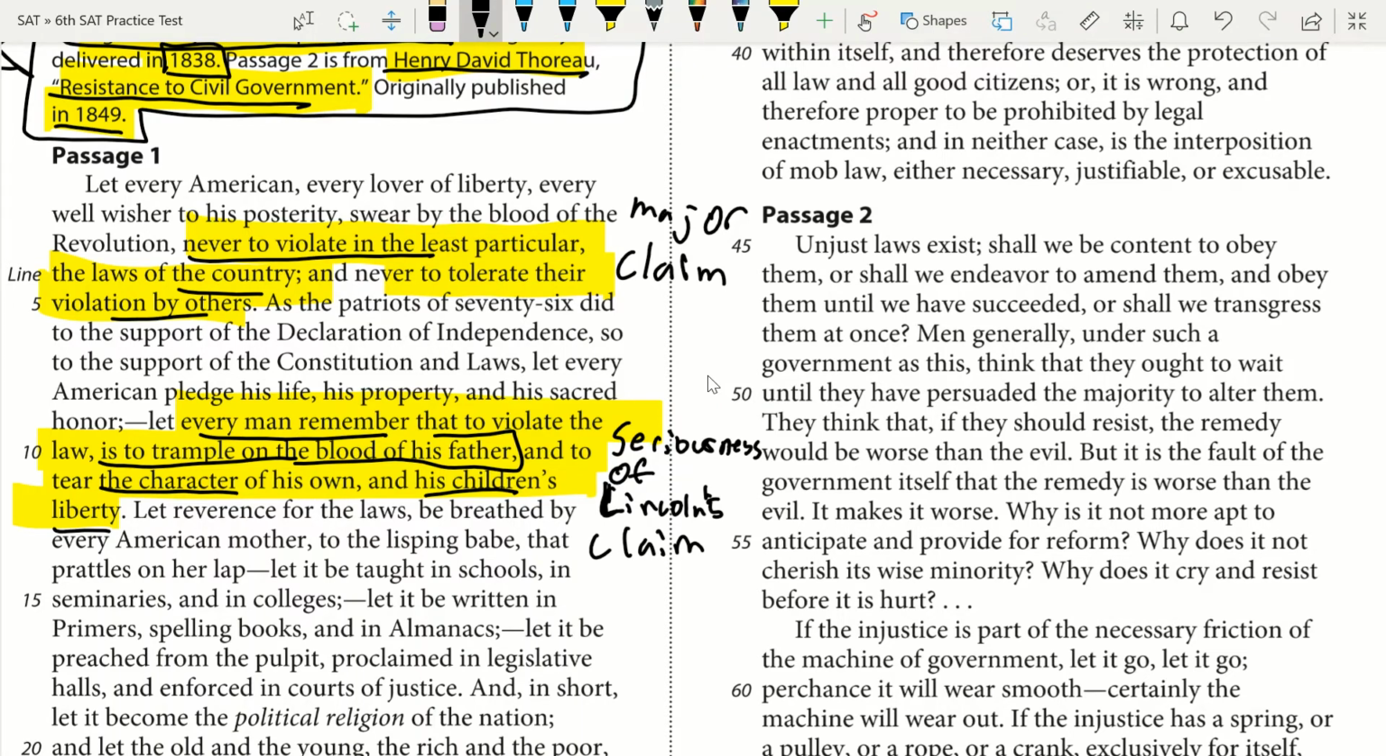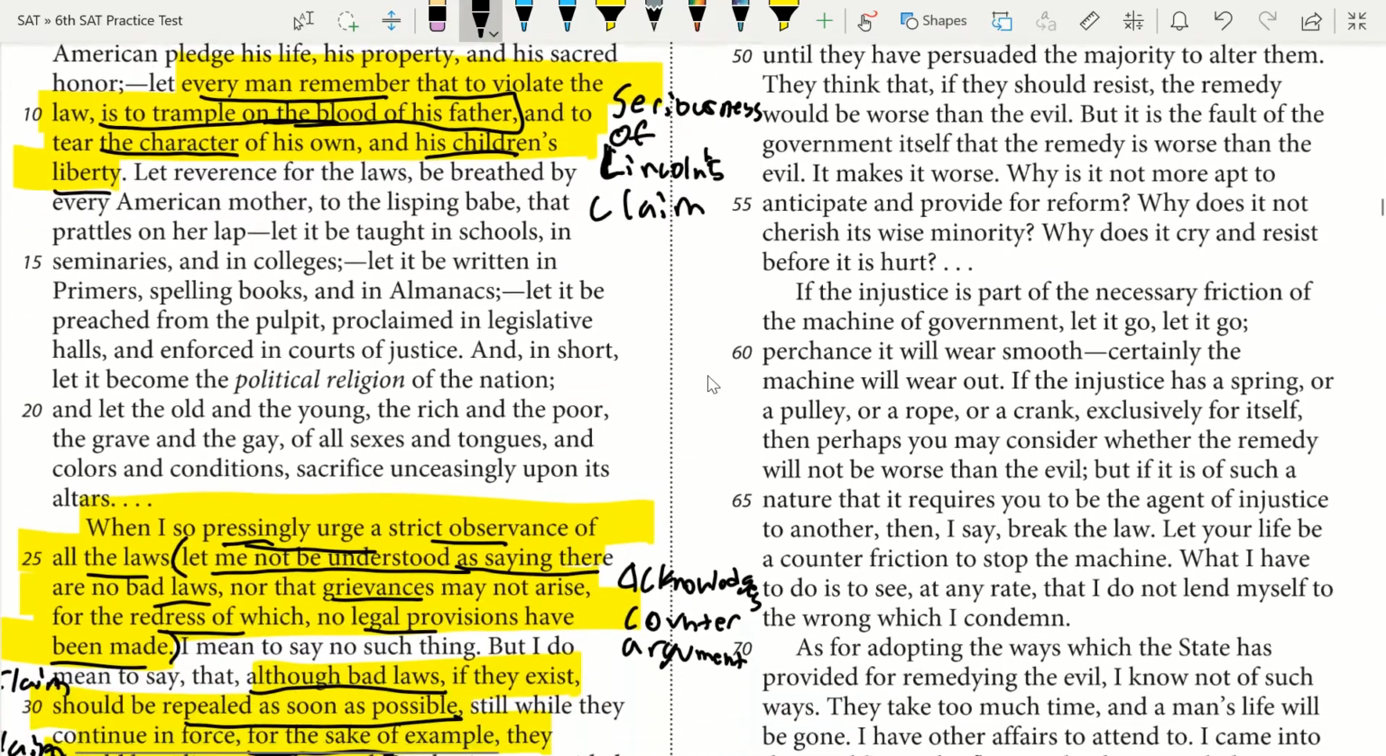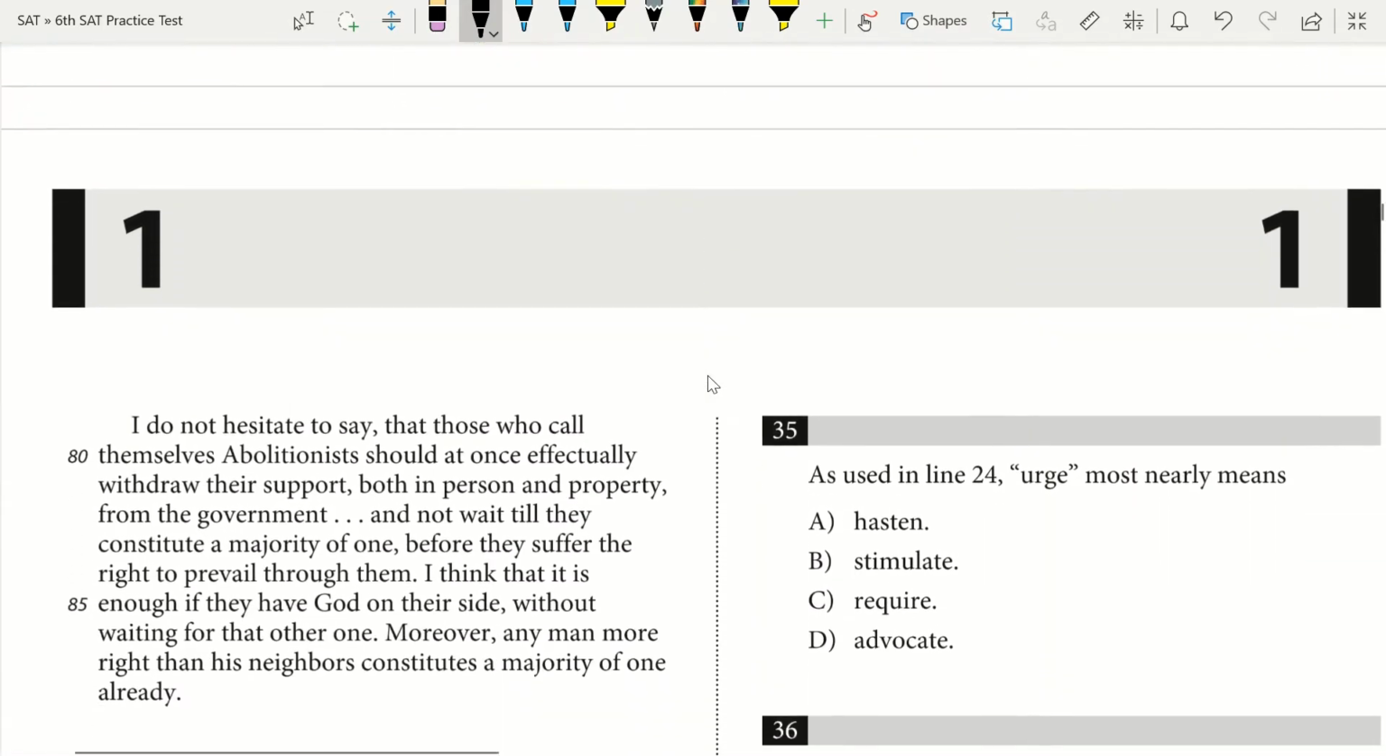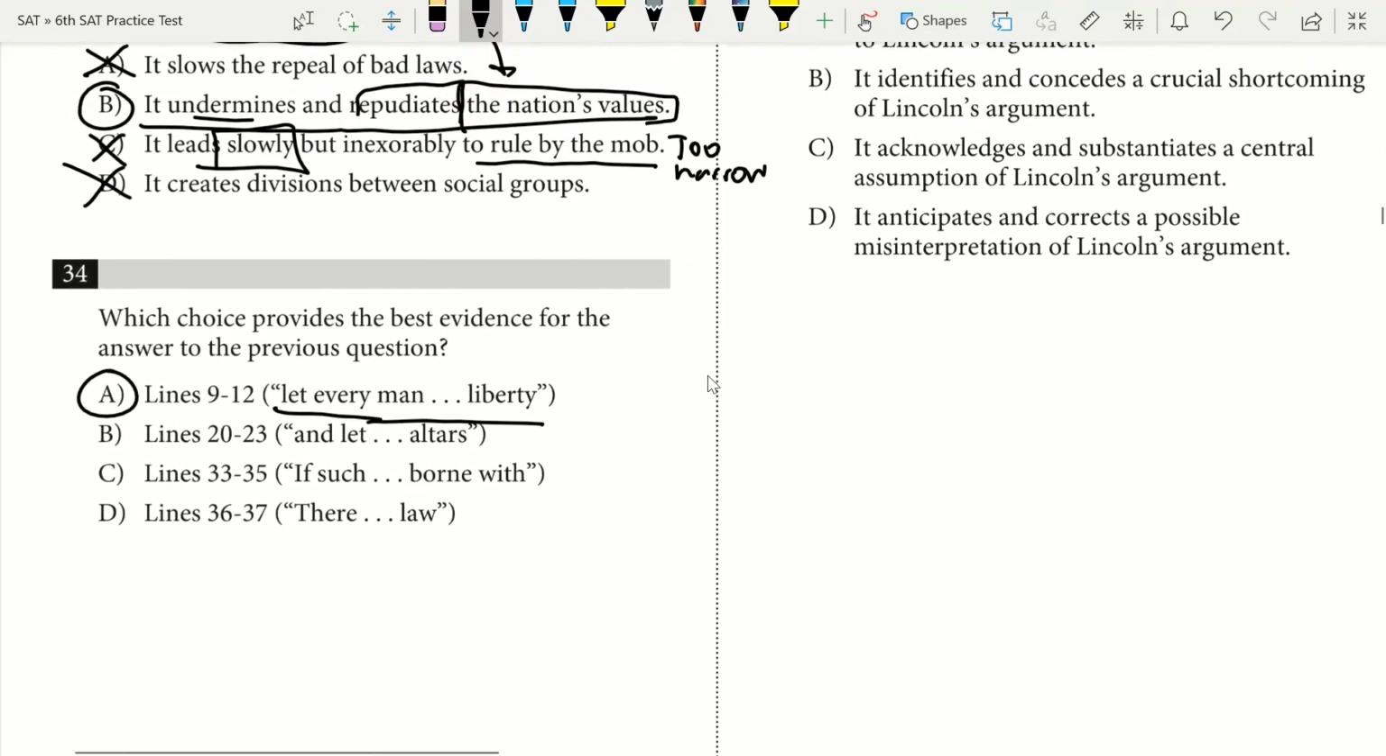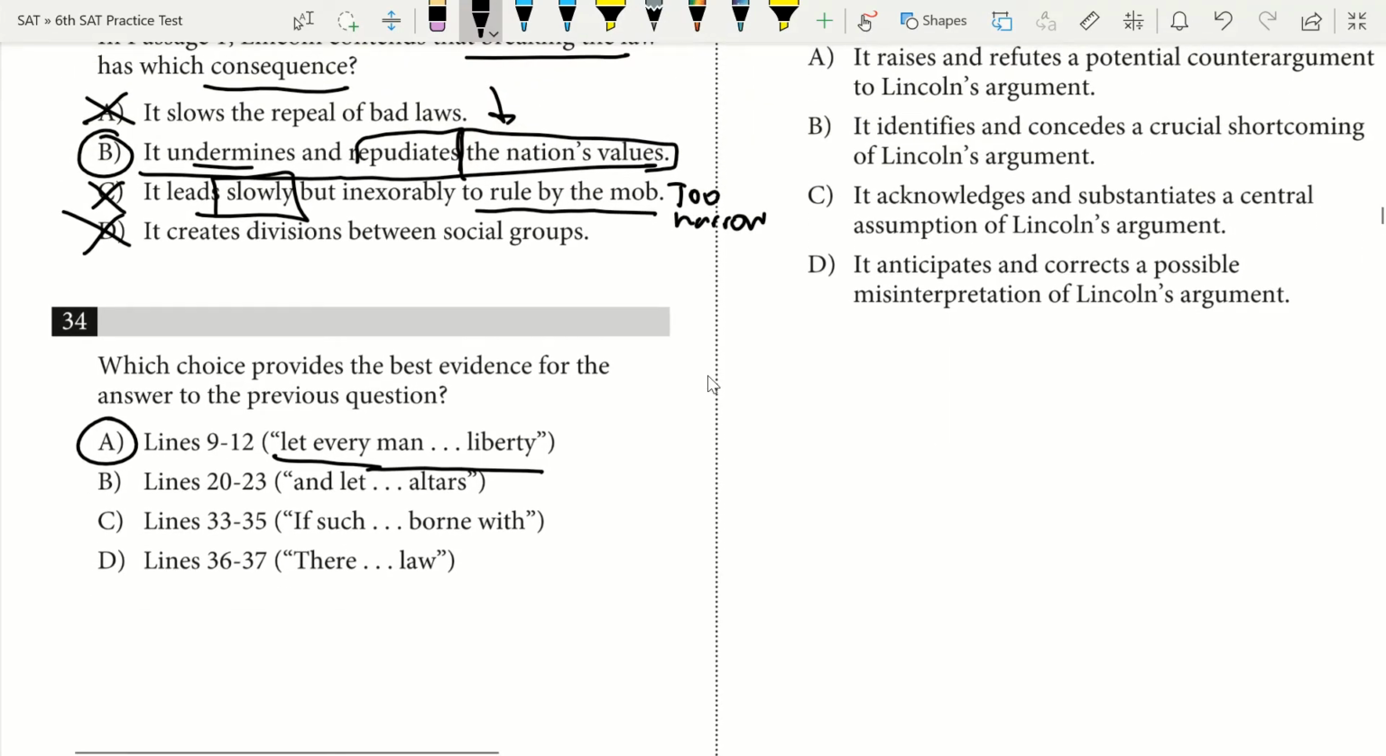This really shows us that trampling on the blood of his father, tearing the character of his own and his children's liberty, really shows how serious he is about how violating the law is pretty much being a disgrace to the nation's founding ideals, is how he sees it. Okay, so that's really undermining, repudiating the nation's values. So A would be our evidence there. So 34, that's an evidence question, obviously.